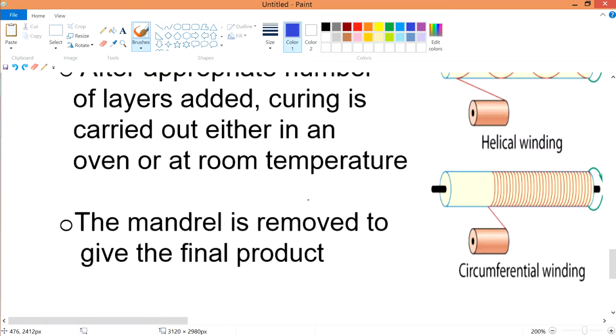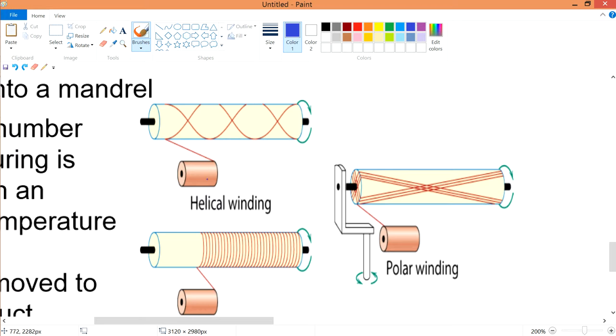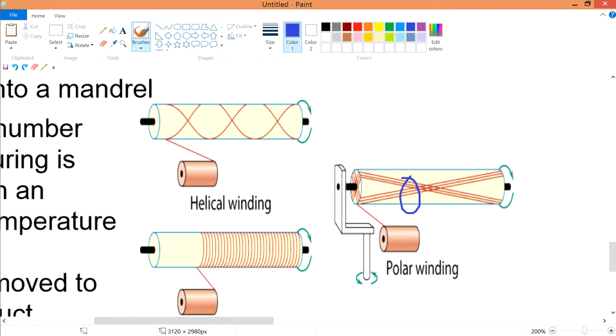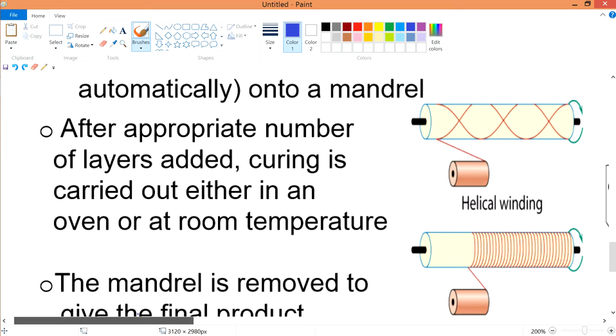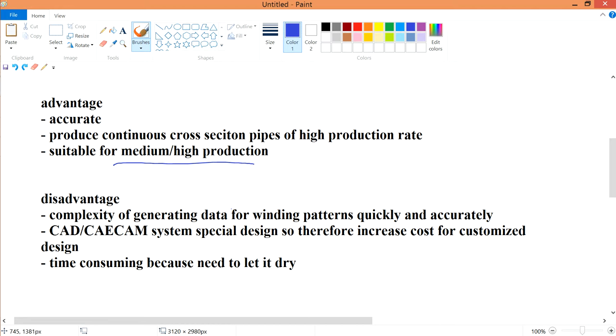For example, check this one out. For a circumferential winding, this is pretty easy. For a helical one, it is slightly complicated. For polar winding, something more complex. So these are the things that we'll take note of. Different windings will give you different types of complexity, so this depends on the materials or the buyers who want to do it. So you require certain customized design, and therefore this is a disadvantage.